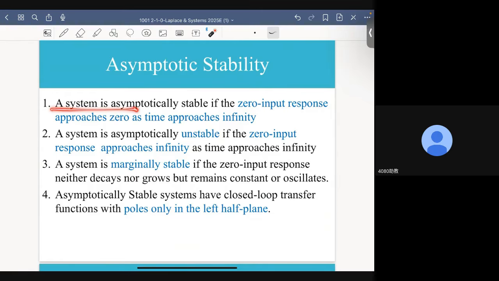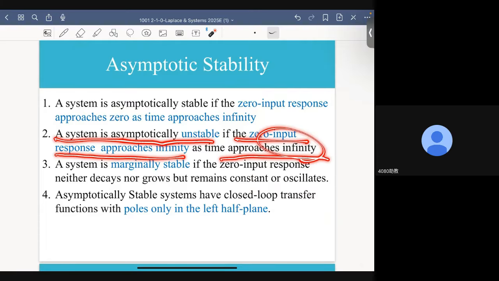Okay, so what can asymptotic stability give us? A system is asymptotically stable if the zero input response approaches zero as time approaches infinity. Okay, because that's exactly what we want. What we don't want is a system that is asymptotically unstable because its zero input response will approach infinity as time approaches infinity, and everything will crash or break down.